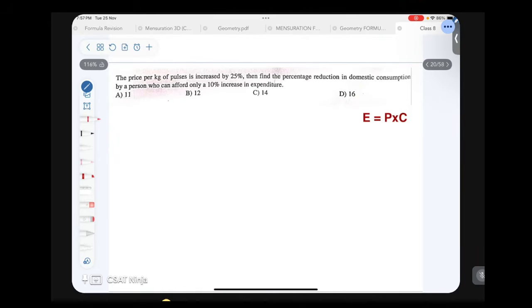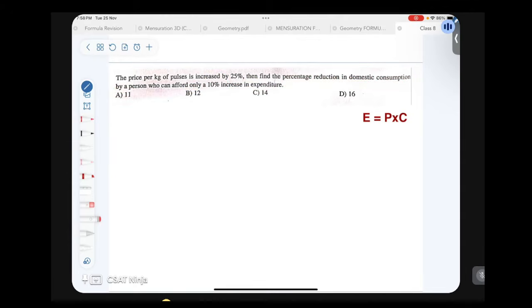Next question. This was a very interesting question that was asked in NPSC. The question is a little bit twisted. That's the reason why many of them who knew the formula also may not be able to do this. The question says: the price per kg of pulses is increased by 25%. That means there is an increase of 25%. Then find the percentage reduction in domestic consumption by the people who can afford only a 10% increase in expenditure.